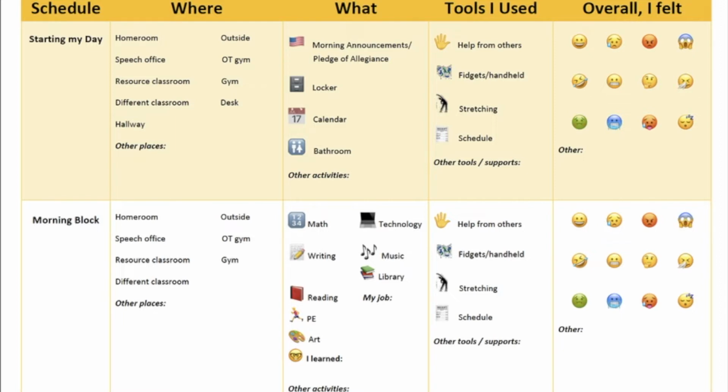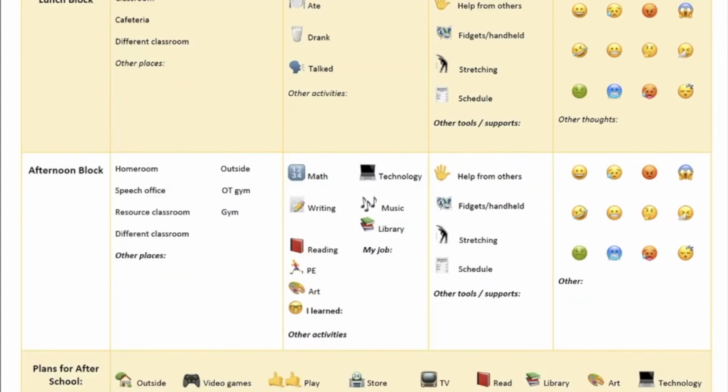Now, we all know that middle schoolers primarily communicate via text with one another, and a huge part of texting is the use of emojis, and hence this idea for an emoji log was built. You'll see that we've got the day for the student broken down into 4 different components. So there's the start of the day, the morning block, and then it has the lunch block and the afternoon block.